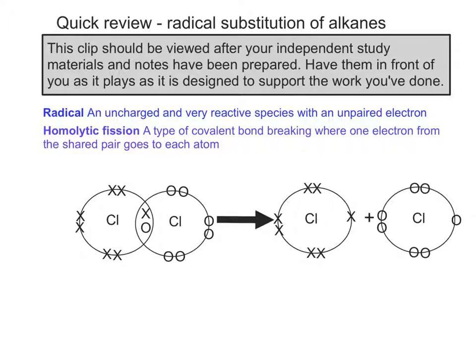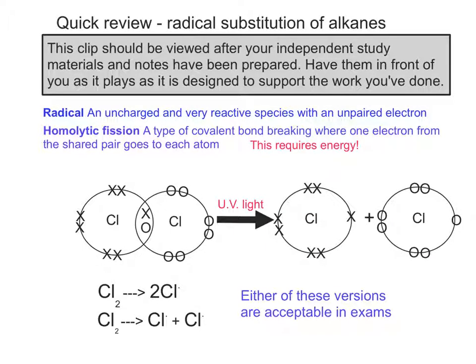Now this process obviously requires energy, and usually this is supplied in the form of UV light, although strong heat can do the same job. So there's a specific way you write this in equations. There's actually 2 possible ways you could write this. You could write it as Cl2 going to 2Cl dot, or you can do it as Cl2 going to Cl dot plus Cl dot.